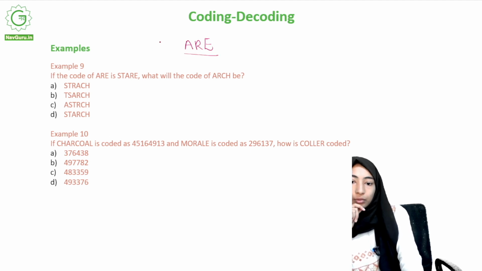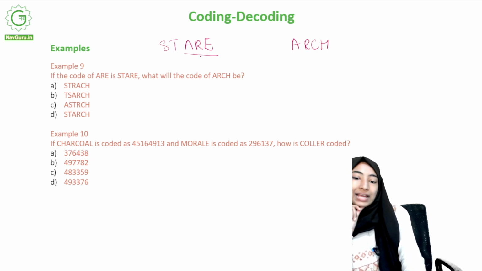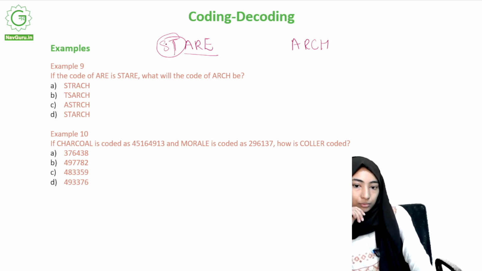What does R give you? R gives you stair. What will the code of arc? Do you see what has happened here? How did R become stair? What has basically happened is that you've just added two letters at the beginning, right? So, yeah, you've just added two letters at the beginning. So, that's how R became stair. Similarly, if you add two letters at the beginning here, what do you get? You get starch. That's it. Simple as that.